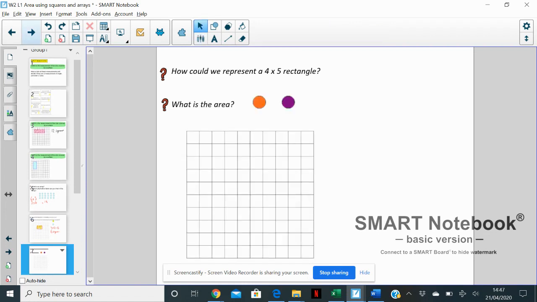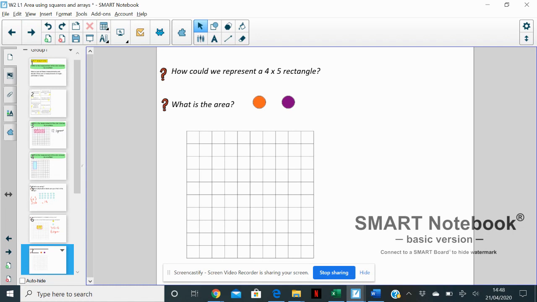So I want you to have a think now, and you could draw one of these on a piece of paper if you've got one, about how we could represent a 4 by 5 rectangle by drawing an array, and then I want you to work out the area. So pause your video, get yourself some paper, draw yourself an array that represents a 4 by 5 rectangle, and then I want you to tell me what the area is.